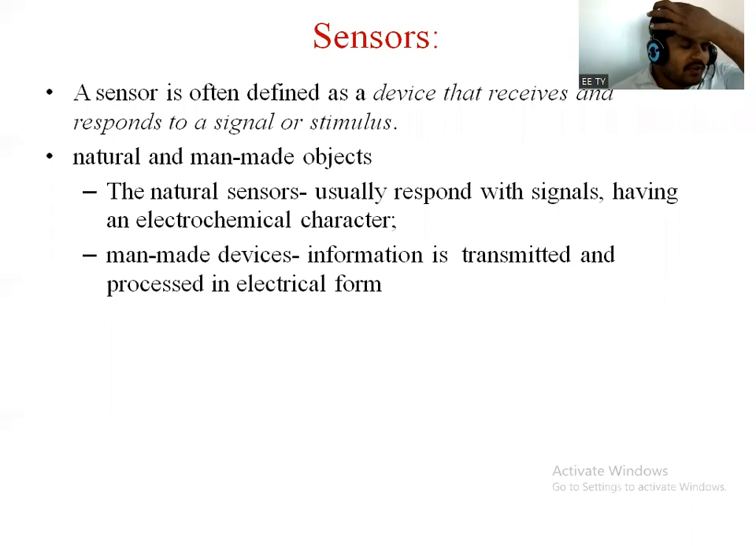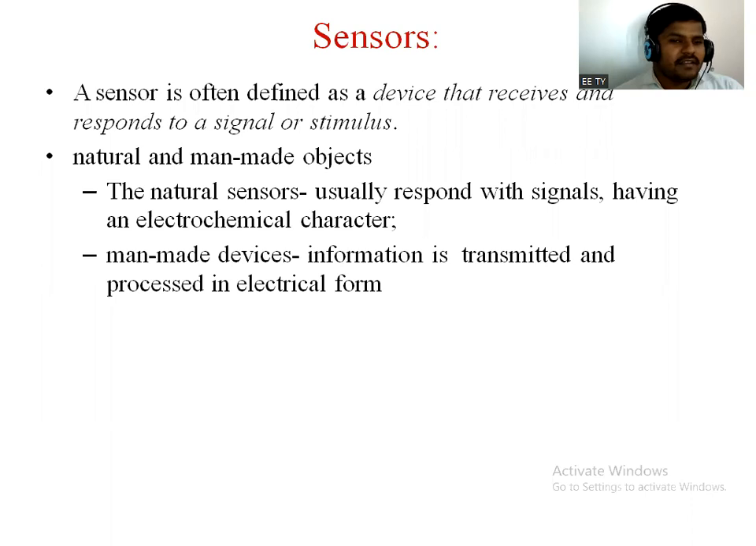See here, how will this sensor work? That means the living organism sensor. Usually these types of sensor work on electrochemical characteristics, right? They usually respond to signals having electrochemical characteristics. You know that our body is made up of chemical properties, muscles, like that.